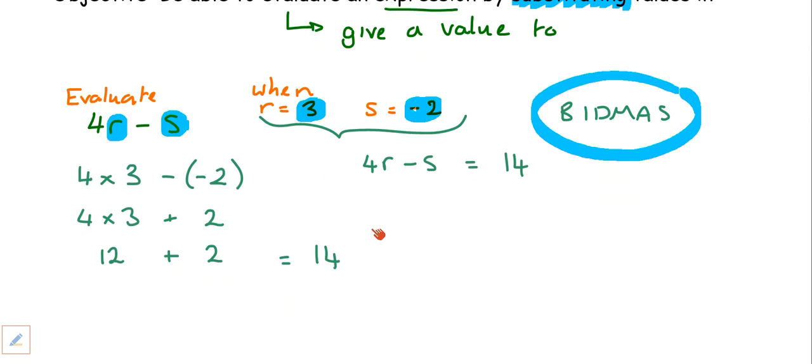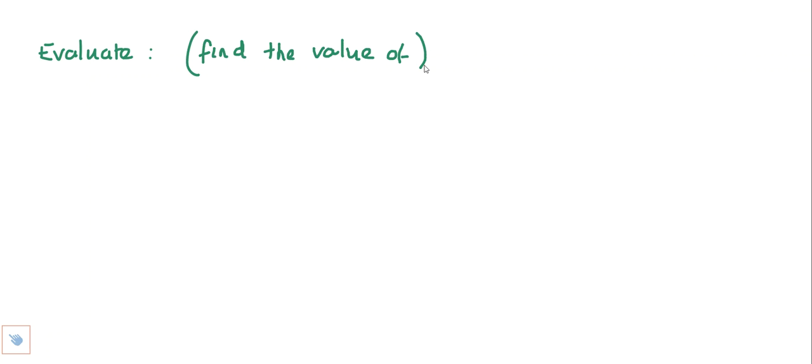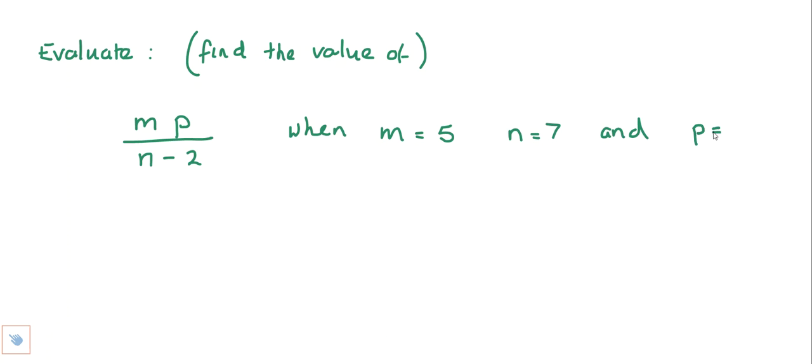So, if I were to do another one, I'm going to take another one from your book that is a bit harder. So I'm going to say evaluate. Another way of saying that is find the value of mp over n minus 2 when m equals 5, n equals 7, and p equals minus 3.